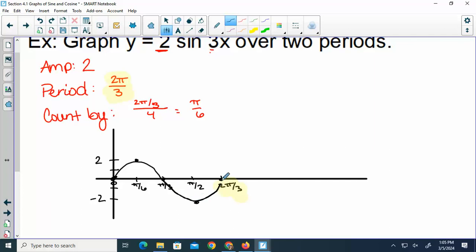If you got confused, you could certainly just plug these in. If I put in pi over 6, 3 times pi over 6 is pi over 2. Sine of pi over 2 is 1. 2 times 1 is 2. So I'm not just making these up. I'm just using the pattern to save myself from making a T-chart on every graph.